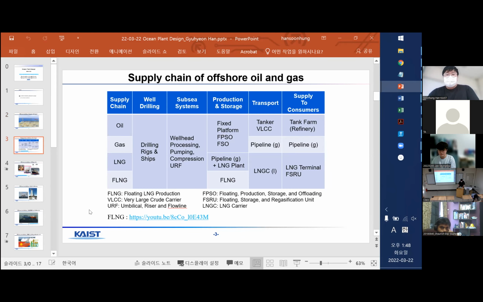And the flow line is quite similar to a production line, but quite different in purpose. And FPSO is floating production, storage and offloading ships, a kind of ship. And FSRU is similar to FPSO, but it has a regasification unit. So floating storage and regasification unit is FSRU, and LNGC is simply an LNG carrier. This is the video for LNG.